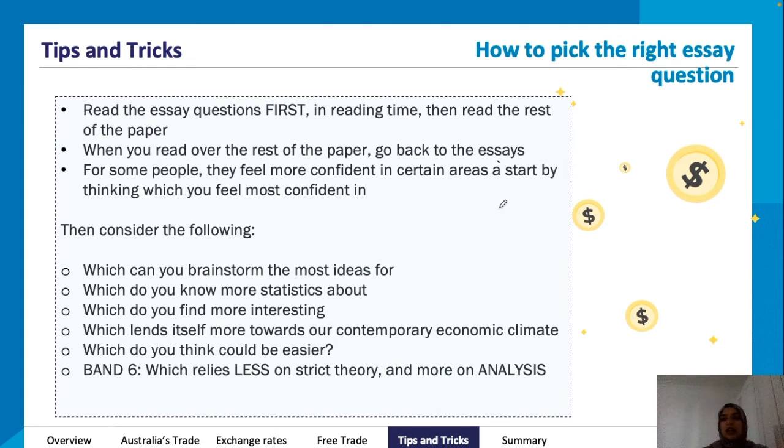For me, for one of my assessments, we had a specific economic issue allocated to us, and the economic issue that I was allocated was environmental sustainability. So I already felt very confident because I had to present to the class about environmental sustainability. So in the exam, when one of the questions was related to environmental sustainability, I immediately chose that one because I was very confident with it. I knew stats about it. I found it very interesting and I had a lot of ideas for it. So for me, that one was easier. So that's what I mean when I say think about these things.